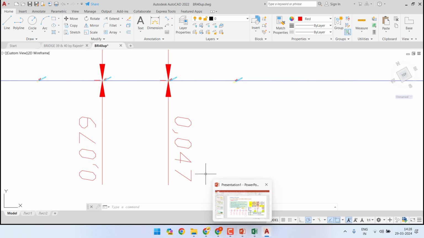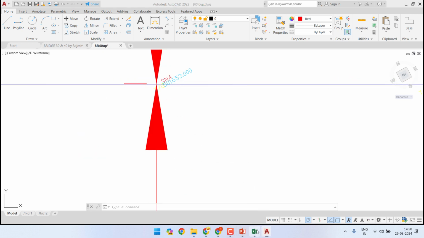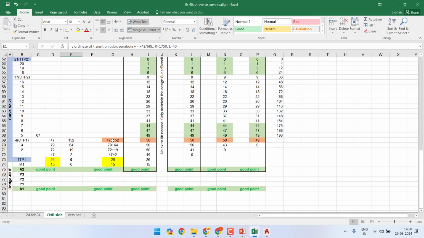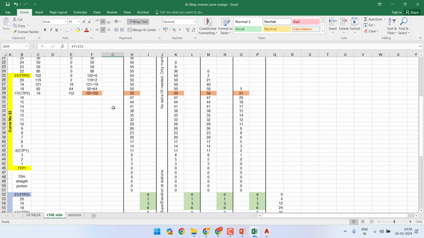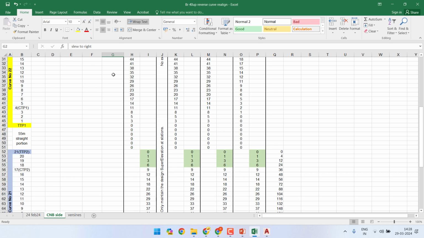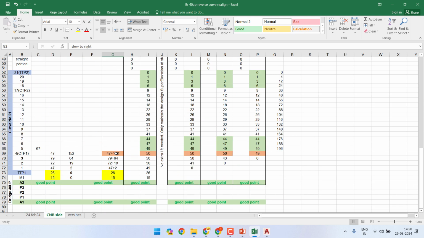So overall slew that is required at station number 4 according to this data is 47 plus 152 mm, which is basically slew required, slew to right, which is nearing 199 mm actually. So approximately 20 centimeter of slew is required to correct the alignment of CTP1, that is station number 4 of the curve number 21, which is approximately 40. This is 40 meter and this is 17 meter away from this 40 up.